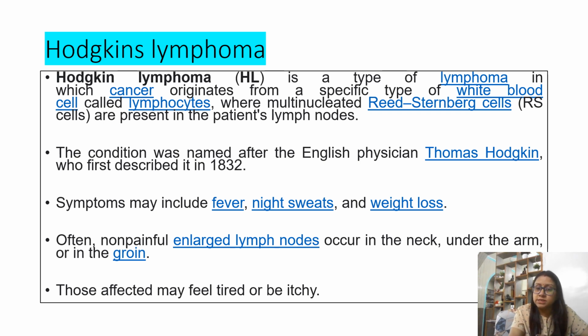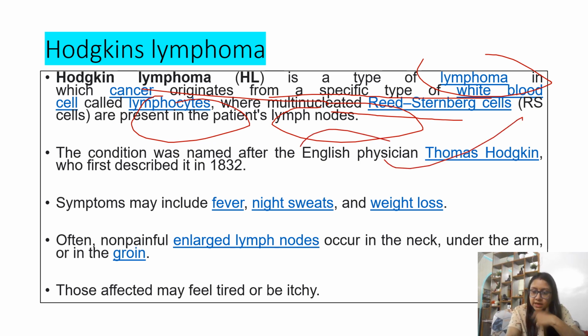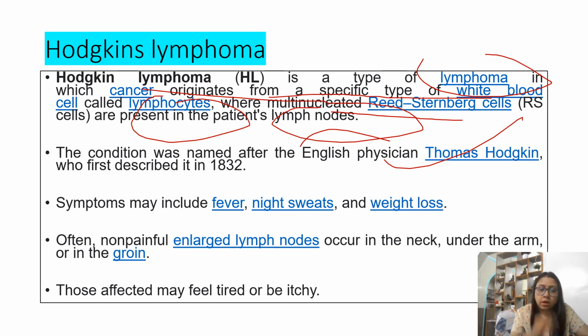Then coming to Hodgkin's lymphoma, it's a type of lymphoma, a double hit lymphoma involving two age groups. This is a cancer which originates from a specific type of white blood cells, that is lymphocytes, with multinucleated Reed-Sternberg cells present in the patient's lymph node. This condition was named after English physician Thomas Hodgkin, who first described this entity in 1832, with due respect to him.